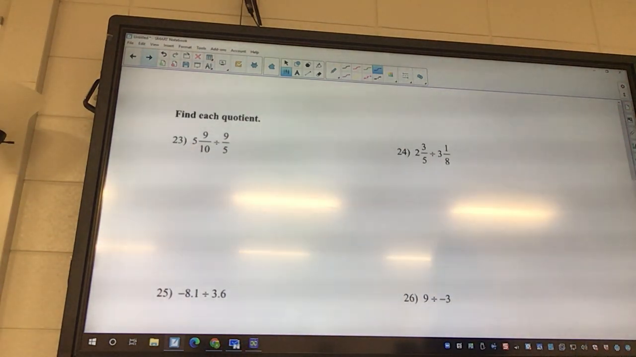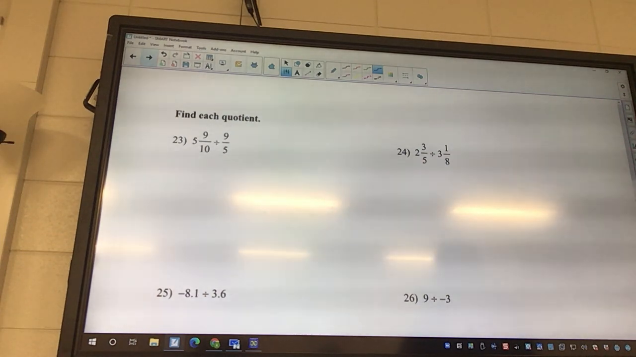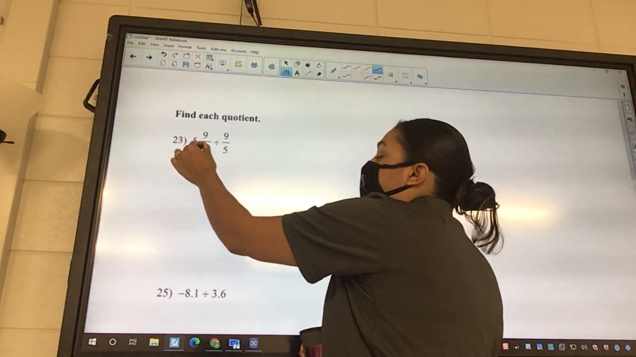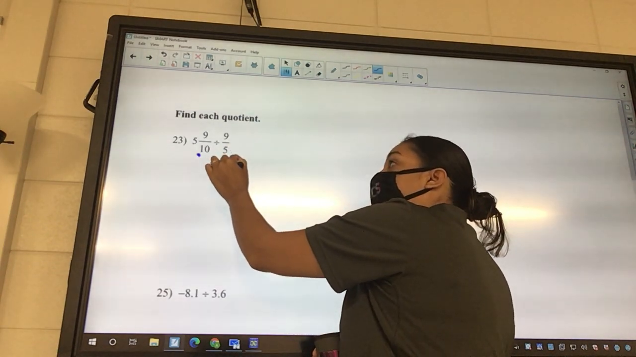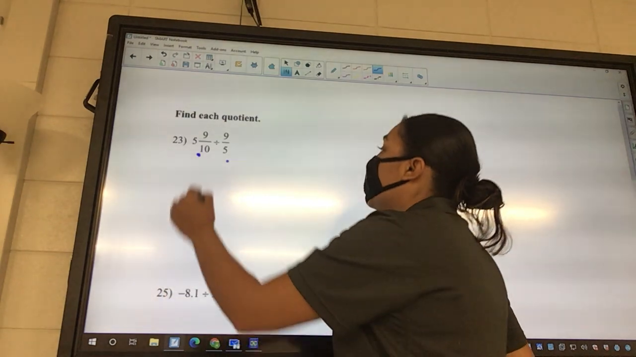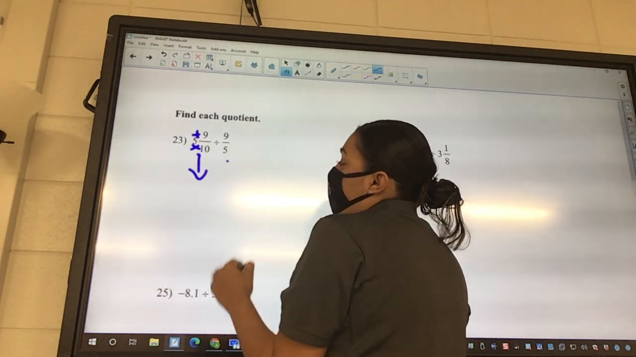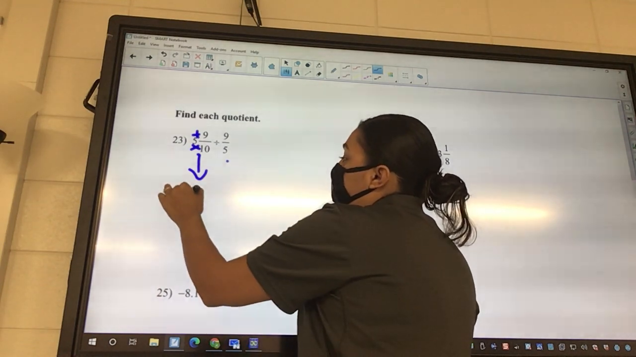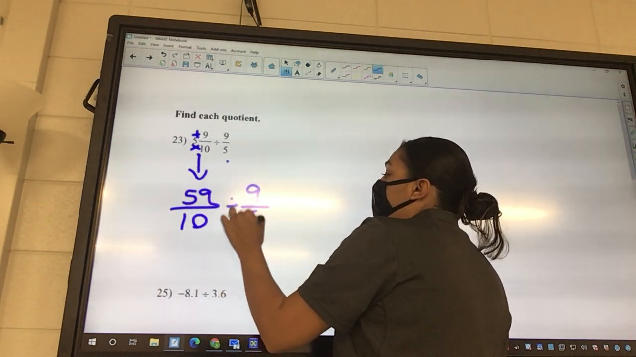Okay, find each quotient. What's quotient mean? Yeah, it means divide. Okay, what type of fraction is this? Mixed. And this one? Improper. Okay, so the very first one, what is going to be the conversion? 59 over 10 divided by 9 over 5.